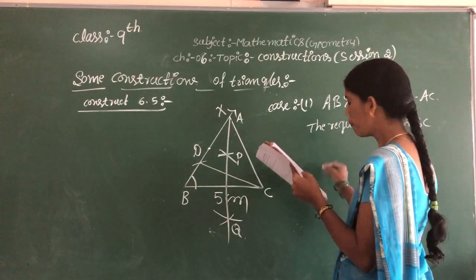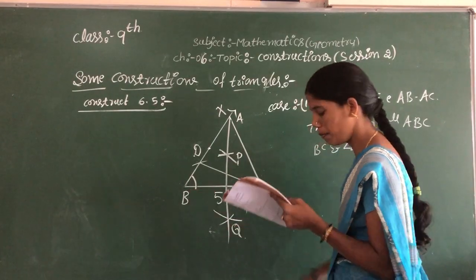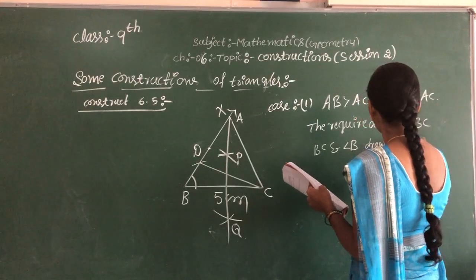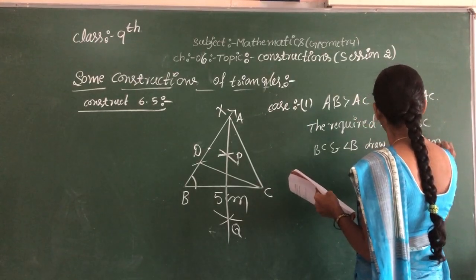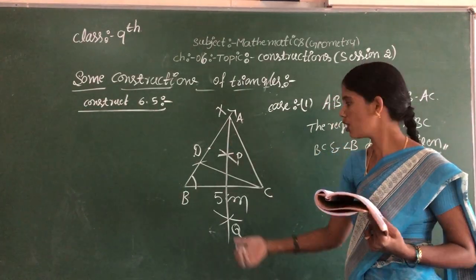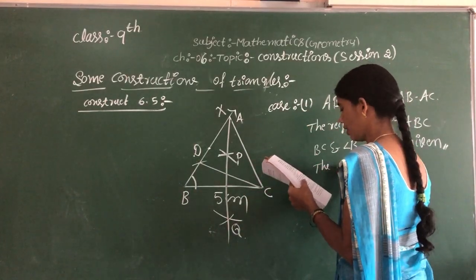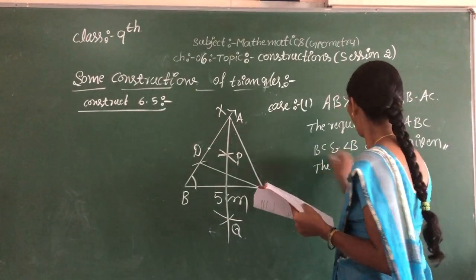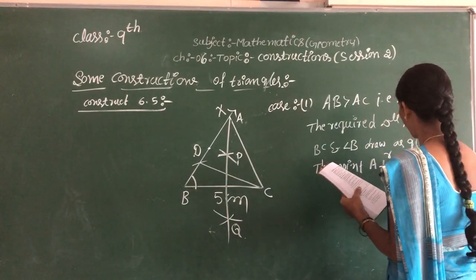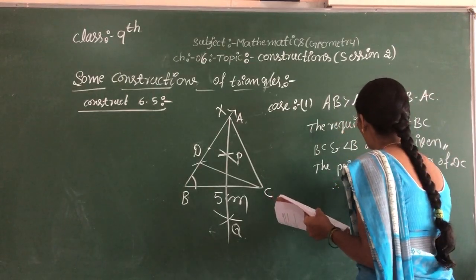So, BC and angle B are drawn as given. So in 8th standard the length is given, but in this construction the length is not given. So you assume and draw. Okay. So the point A, perpendicular bisector of DC. Therefore AD is equal to AC.